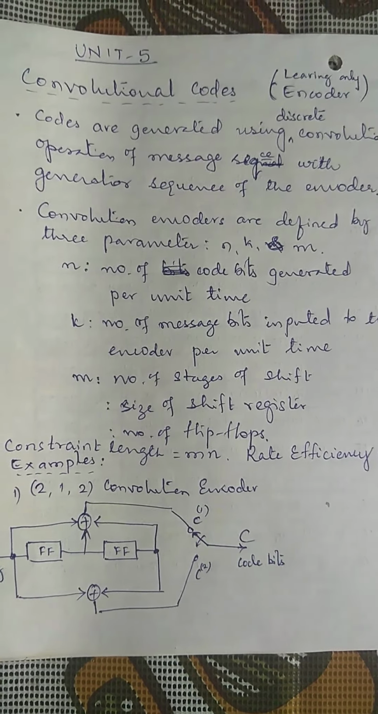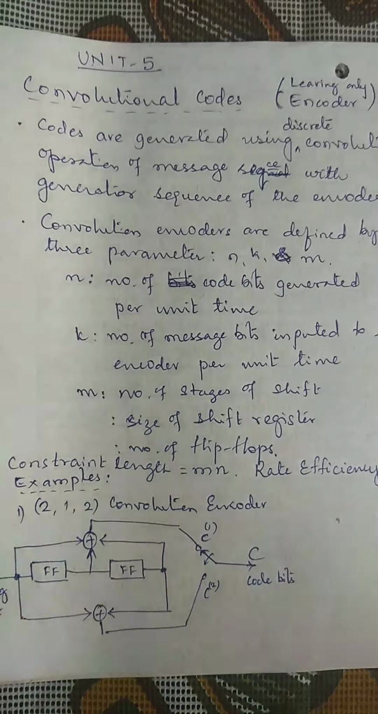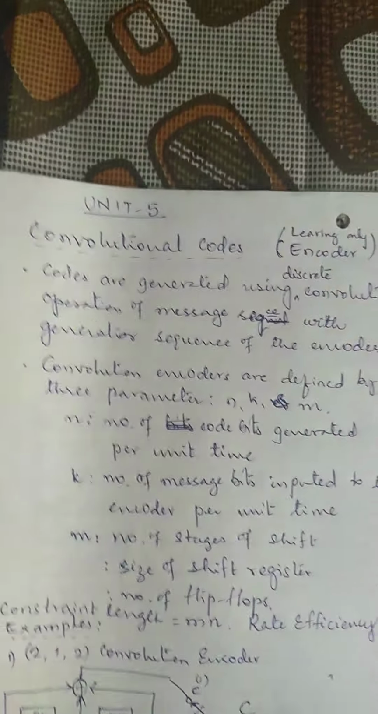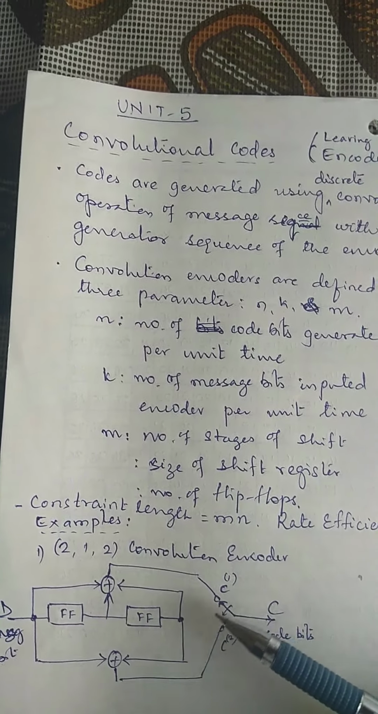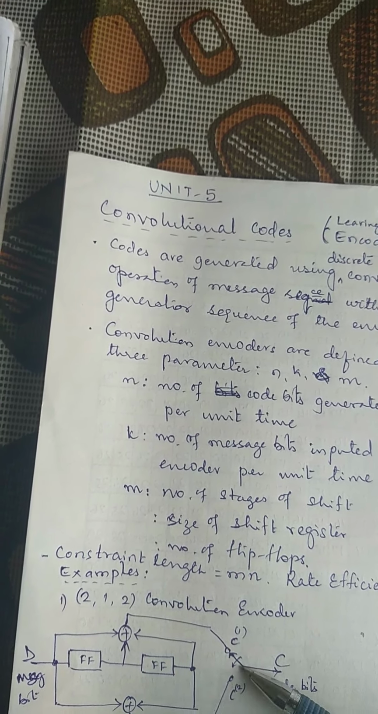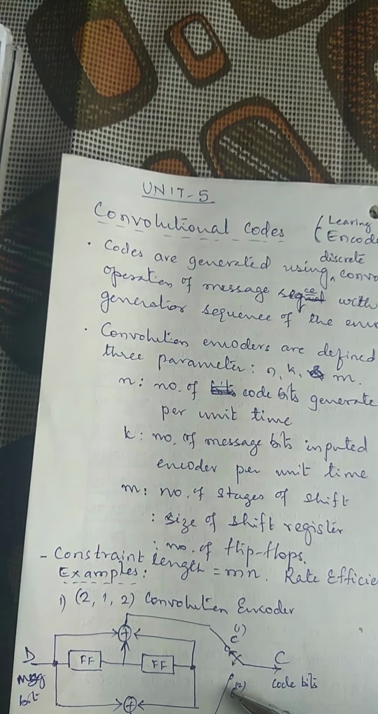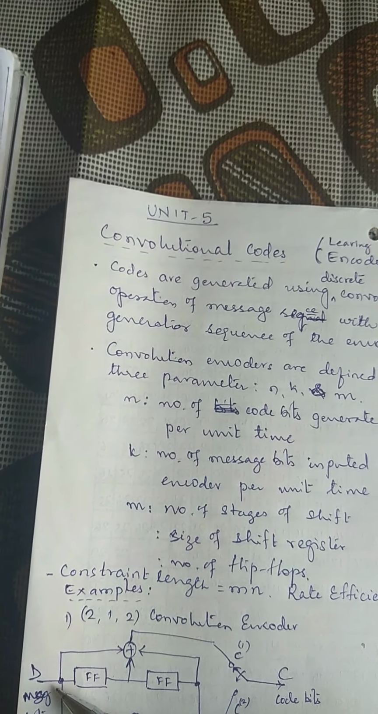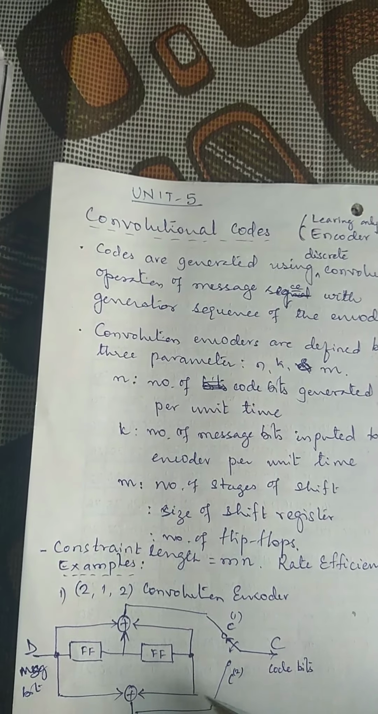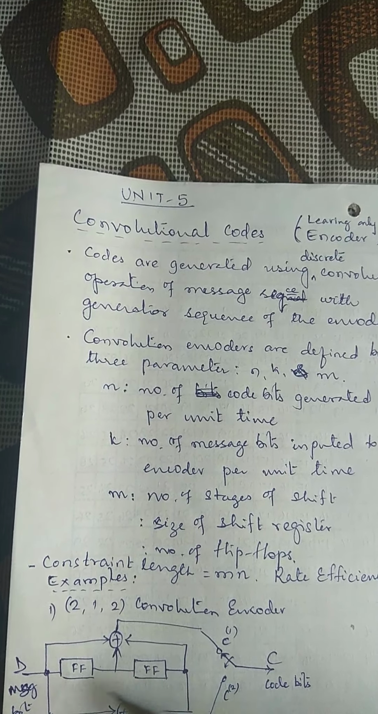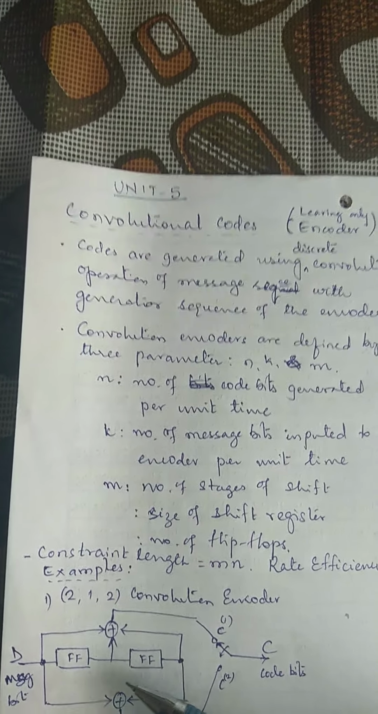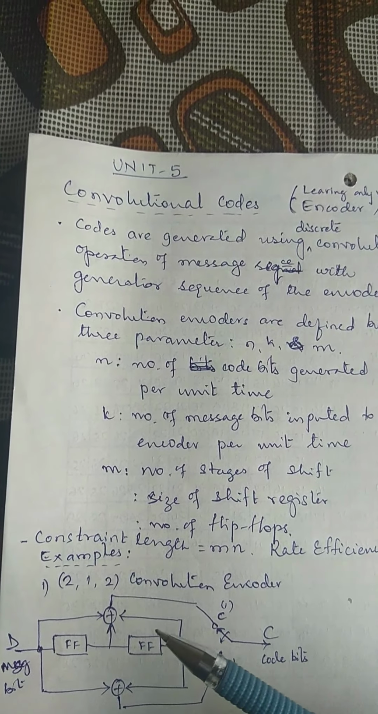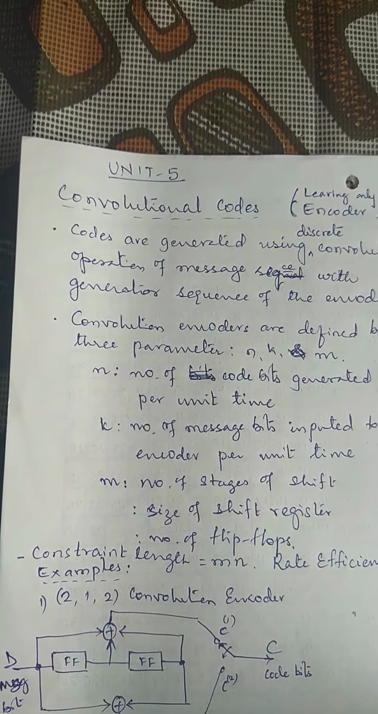An example of a convolution encoder with n equal to 2, k equal to 1 and m equal to 2. Two bits are generated per unit time, so n equal to 2. Only one message bit is inputted to the encoder per unit time, so k equal to 1. And there are two flip-flops in a shift register, that is m equal to 2. So n, k, m, three parameters will define the encoder circuit.